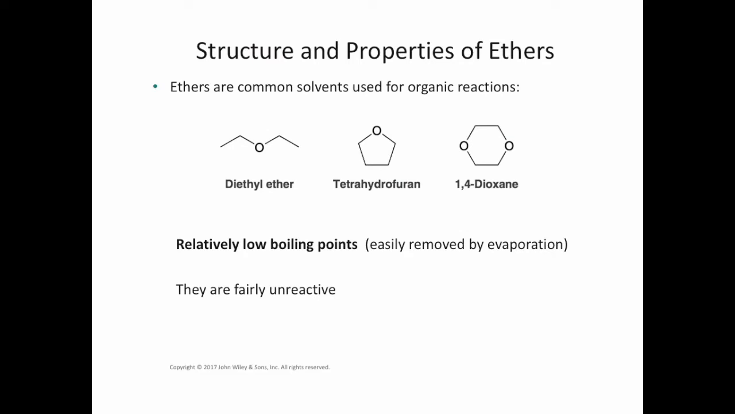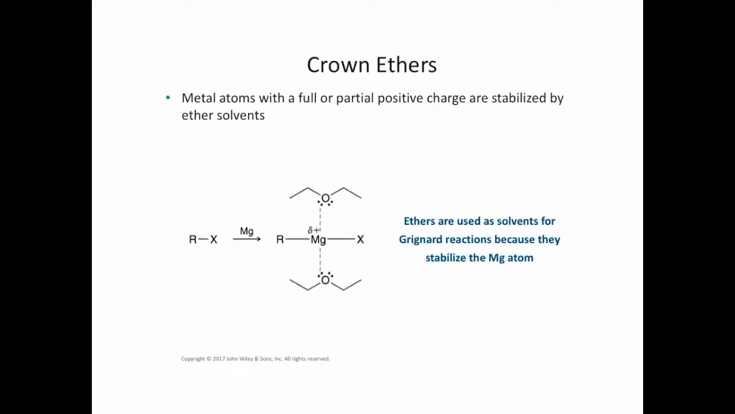Ethers are common solvents used in organic reactions. Diethyl ether is very common, as is tetrahydrofuran and 1,4-dioxane. These have relatively low boiling points, which means they're easy to remove after the reaction is completed. Also, they're fairly unreactive, so they won't competitively react with your compounds. Ethers can stabilize metal atoms with a full or partial positive charge, and for this reason, ethers are often used as solvents for Grignard reactions because they stabilize the partially positive magnesium atom in the Grignard.